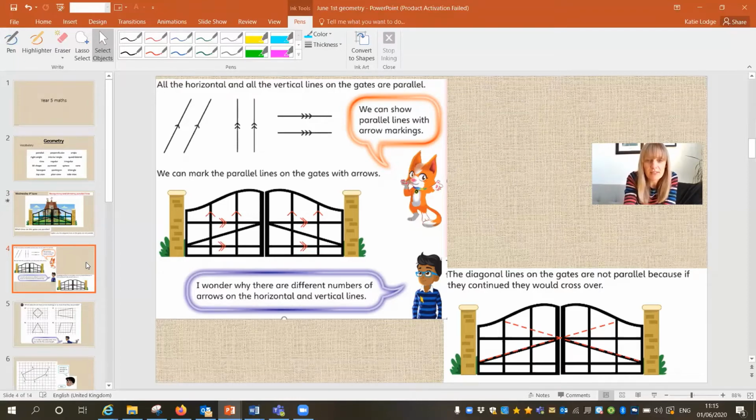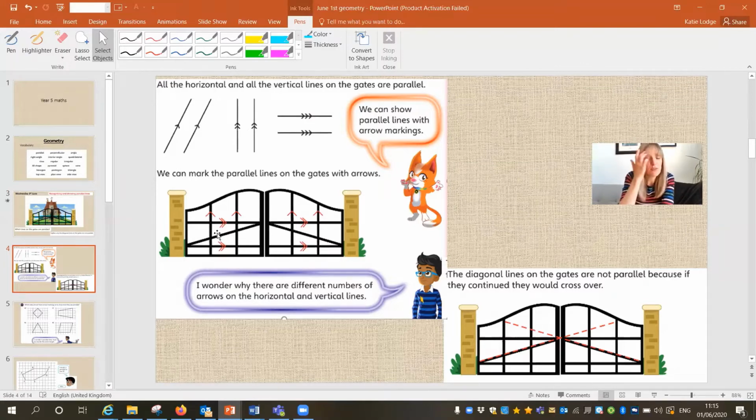And as you can see on the diagram over here, where it's just got the gate, you can see that it's been marked with arrows. Now you can see that the vertical lines have just got one arrow, and the horizontal lines have got two arrows going on them. And why do you think they've done that? Why have they got different numbers of arrows on each of those lines, do you think?